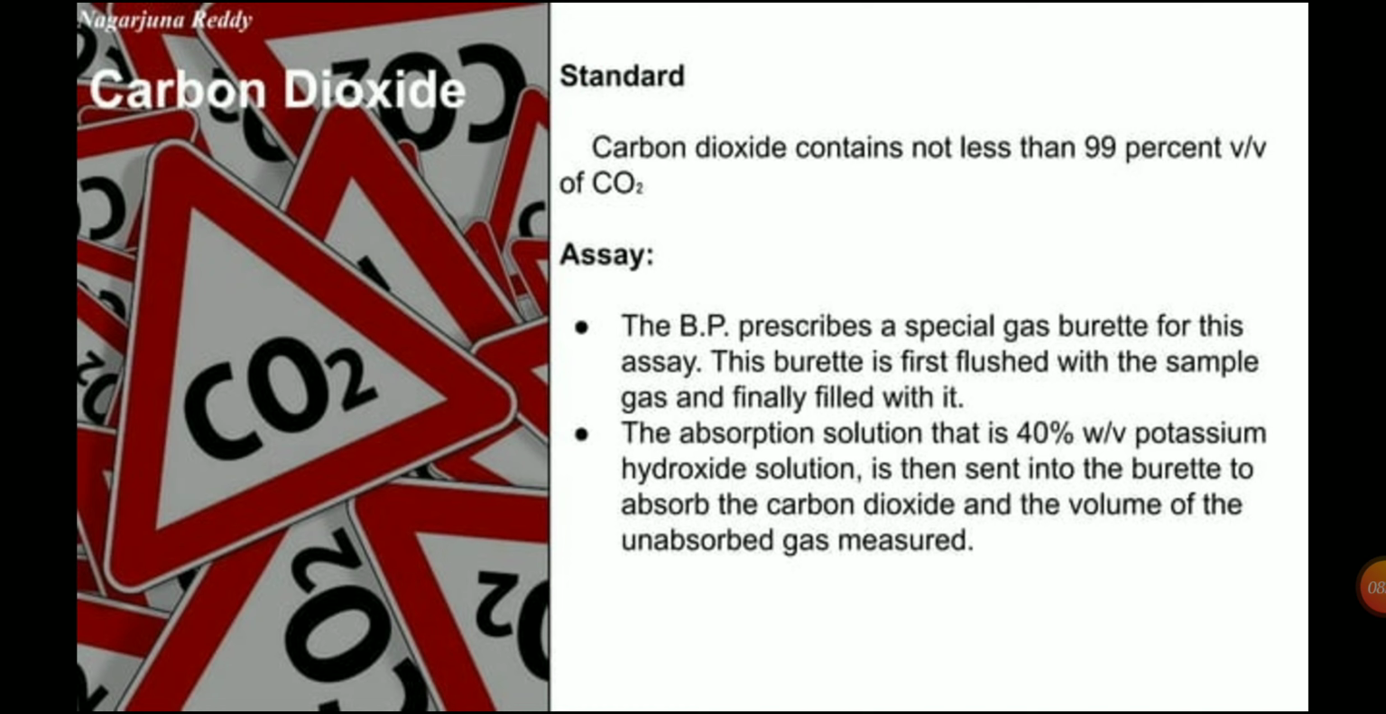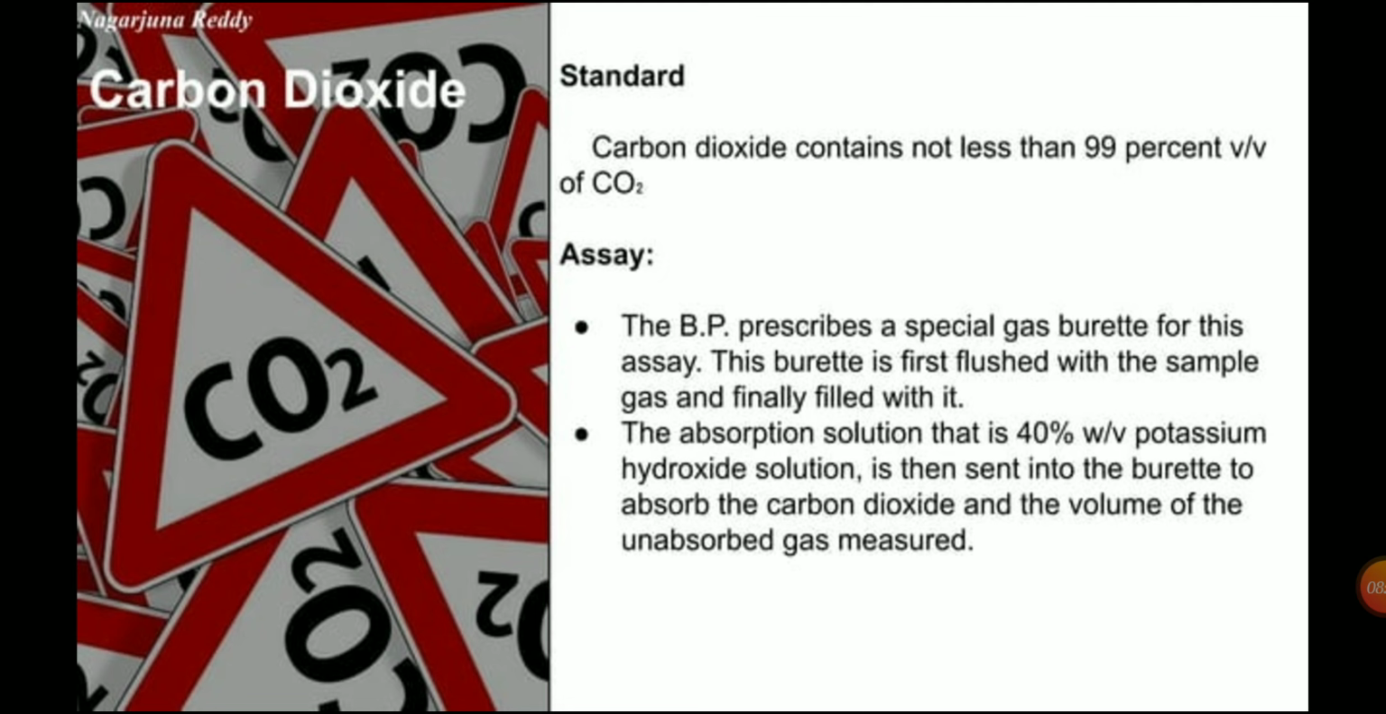Standard carbon dioxide contains not less than 99% volume by volume of carbon dioxide. Assay. The BP prescribed the special gas burette for this assay. This burette is first flushed with the sample gas and finally filled with it.